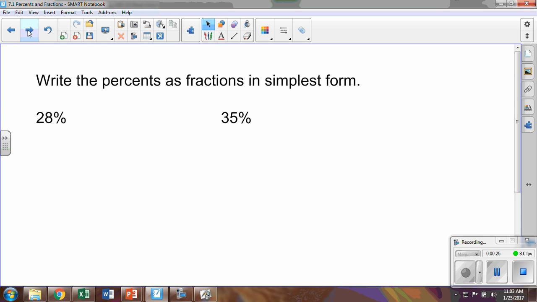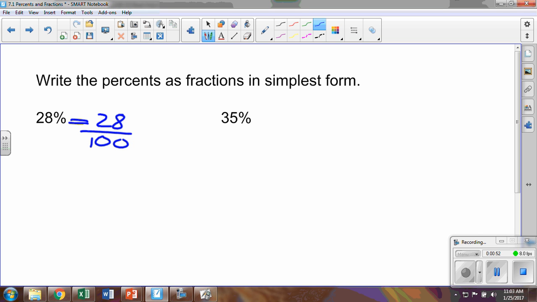Write these percents as fractions in their simplest form. Well, you likely remember that percent means per 100. And so to write a percent as a fraction, it's nothing more than taking it and putting it over a denominator of 100. There's your fraction. Now we need simplest form. So what number will divide into both 28 and 100?